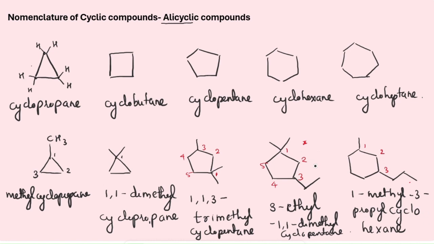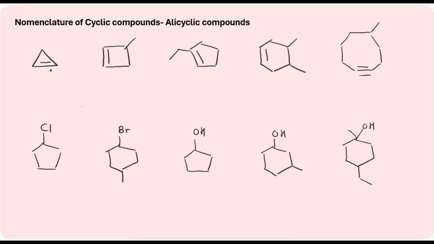Now, let's take some more molecules with functional groups. The first molecule given here is a cyclopropene molecule. Because it has a double bond, we need to use the suffix "ene" here. Next, we have a methyl substituent on a cyclobutane. In this case, we have to number it properly.